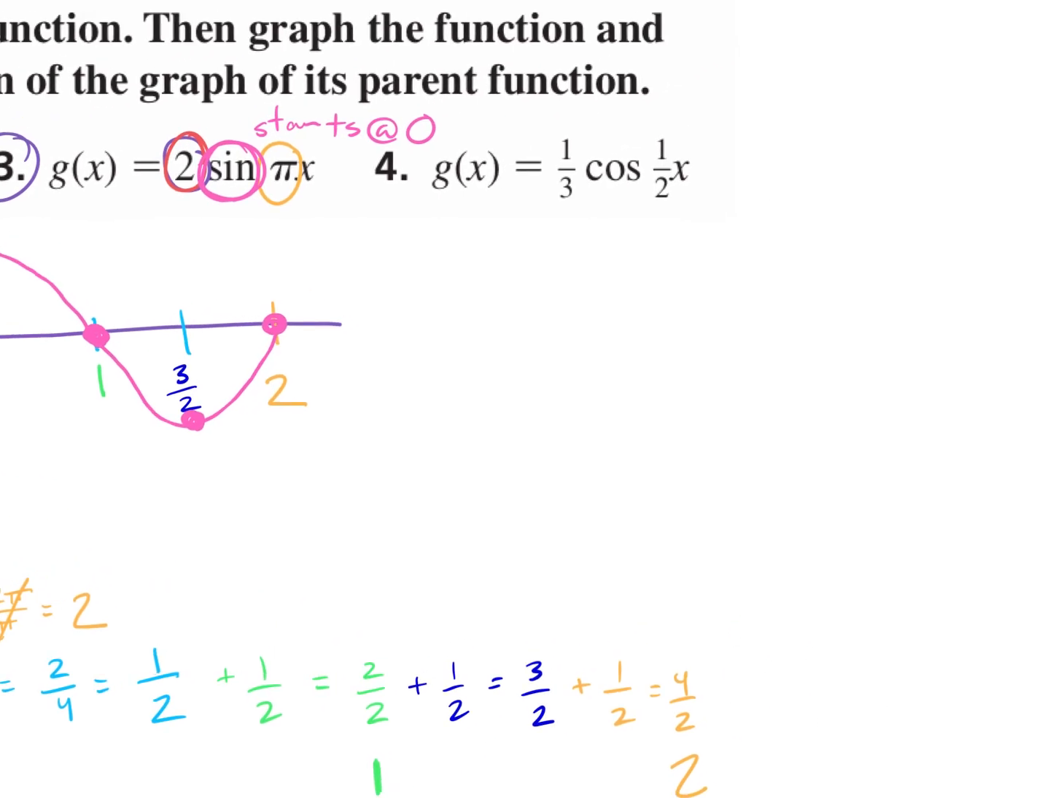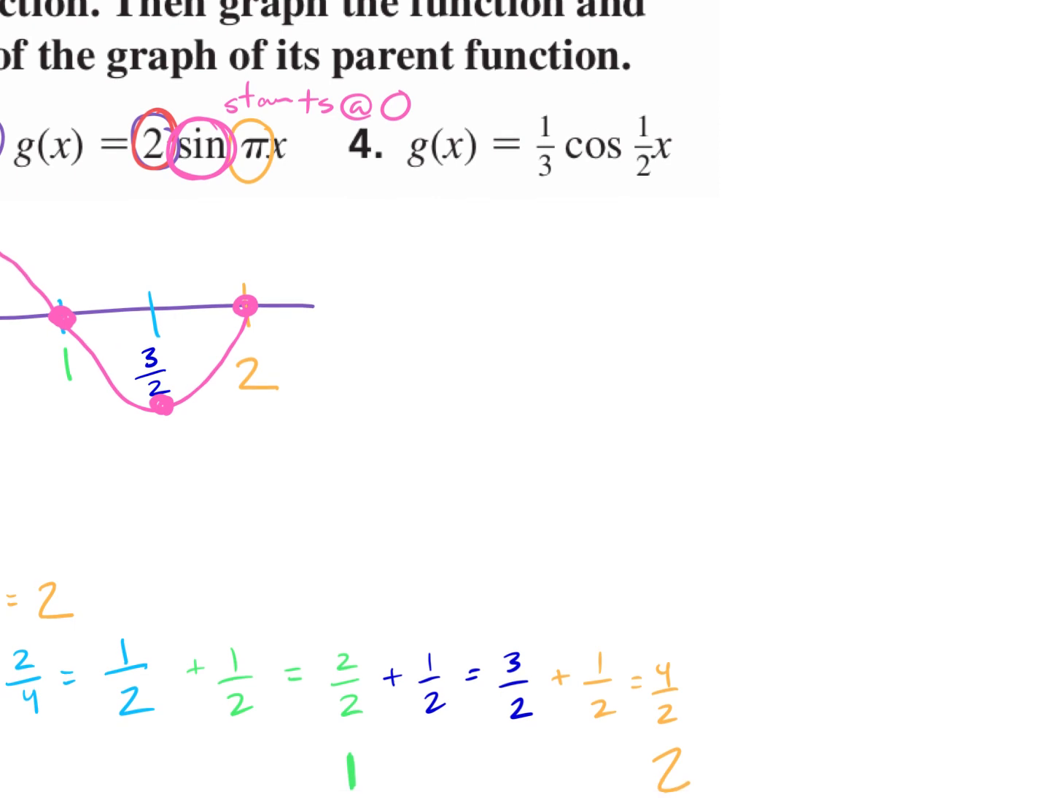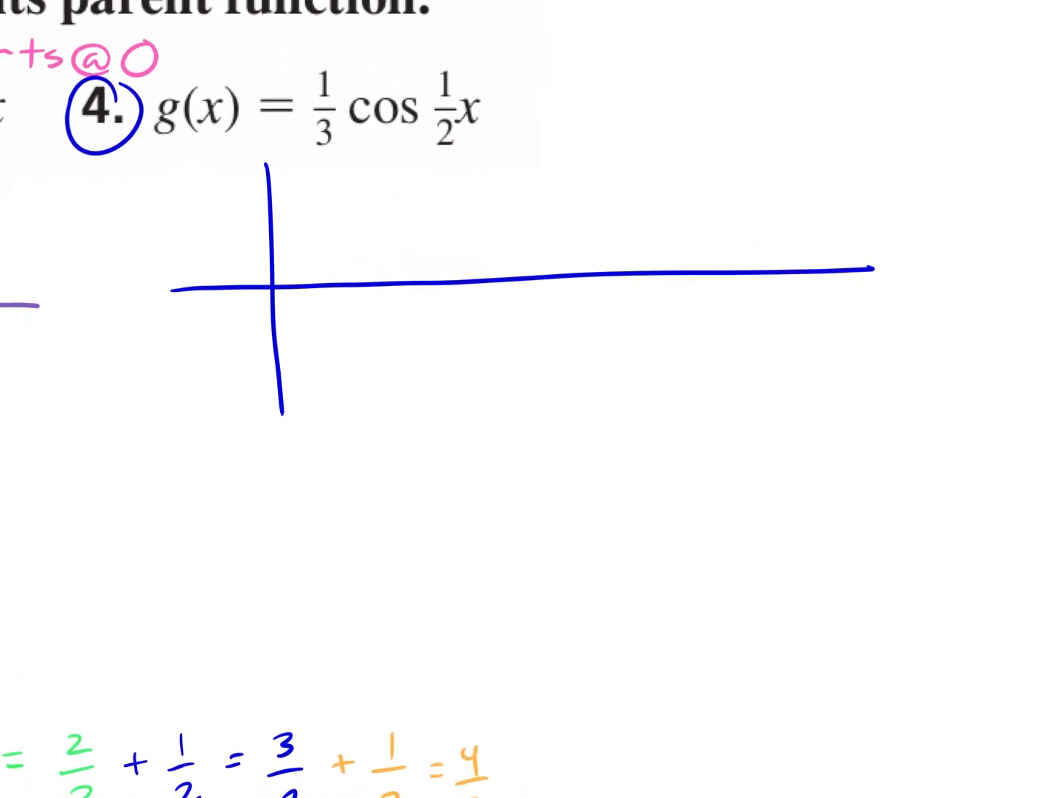All right, lastly, let's do number 4. I'm going to draw my graph. I need to identify the amplitude, the period, and the increments. What would my amplitude be here? 1/3. Perfect. That's the number out front. So I'm going to go up to 1/3 and down to -1/3.